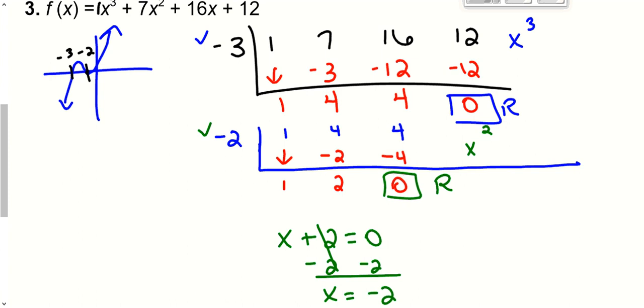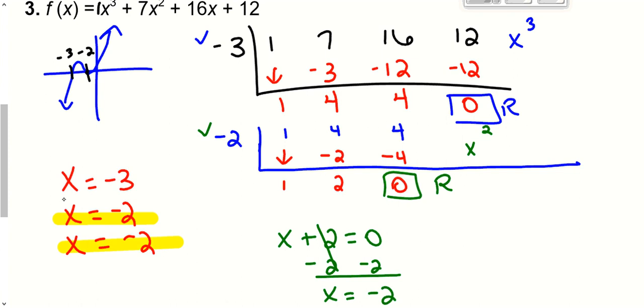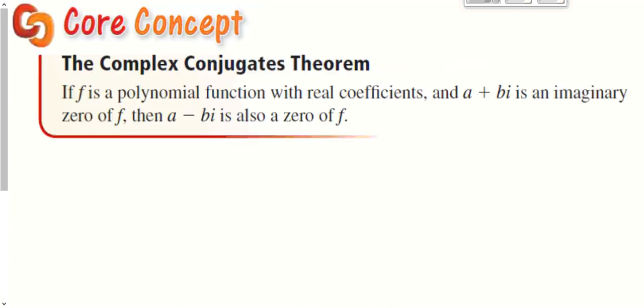So now I can go over here and write my list of solutions. x equals -3, x equals -2, and x equals -2. Now, remember what I said before. If it touches the x-axis instead of fully crossing, then you possibly will have a repeated solution. Well, it touched at -2, and it's repeated. So there's all 3 of our solutions. 1, 2, 3, and it's x cubed, so that one's done. All right, moving on here.